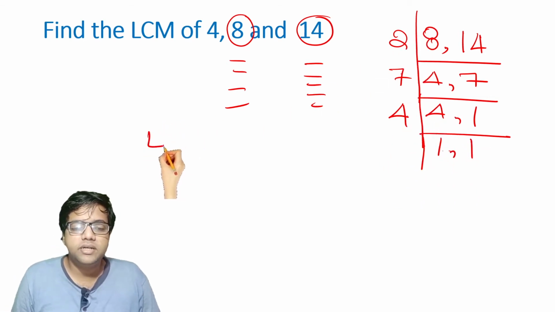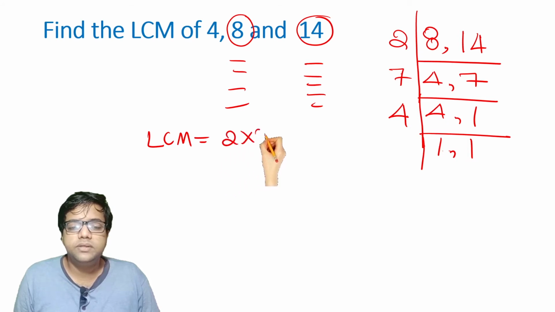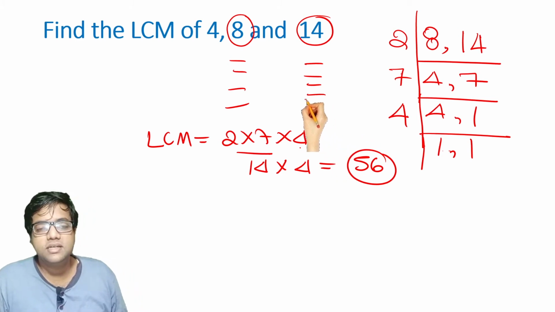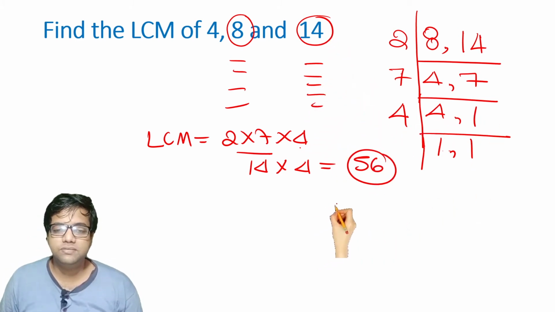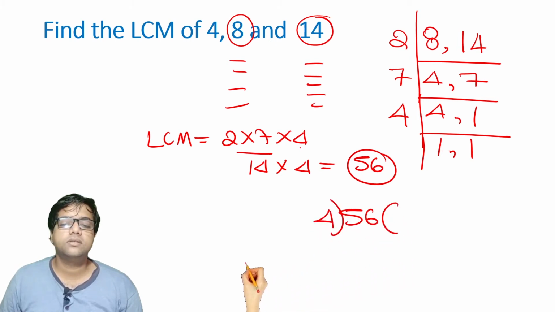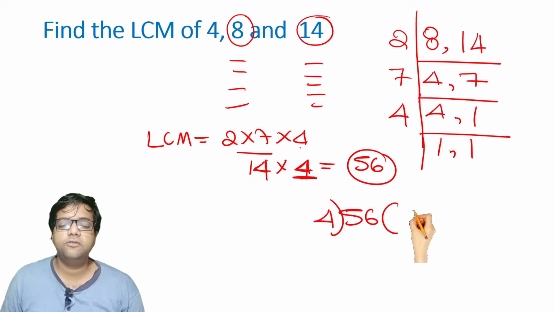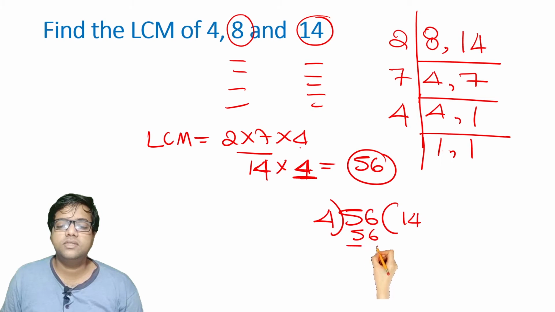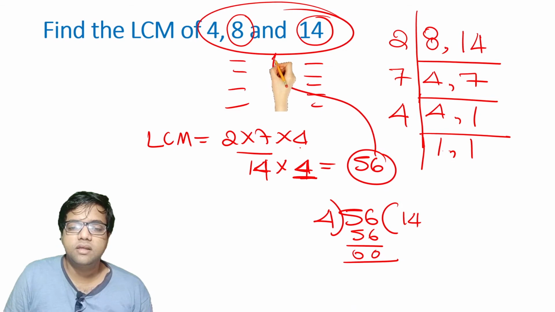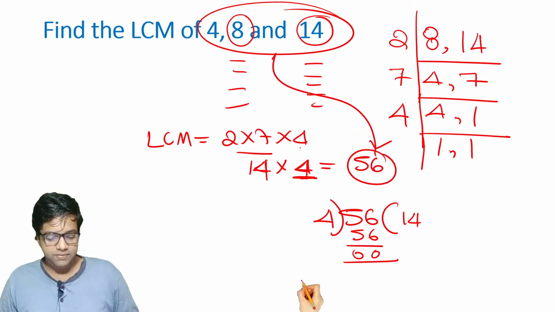So now what is the LCM you get here? LCM is equal to 2 into 7 into 4. So 2 7s is 14, into 4 will give you 56. Of course, 8 7s is 56, 14 4s is 56. And you need to check whether this 56 is divisible by 4 or not. Of course, it is divisible by 4. Here also you can see 4 14s is 56. So therefore, the LCM for all the 3 numbers is 56.